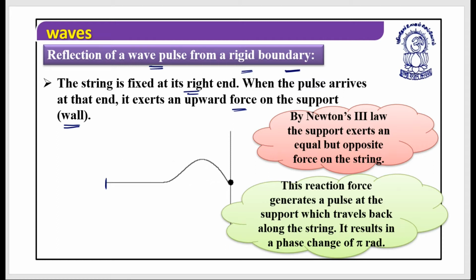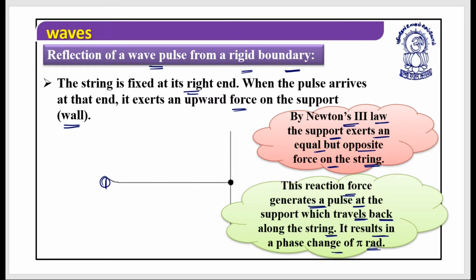Now, according to Newton's third law, this support exerts an equal but opposite force on the string, and this reaction force generates a pulse at the support which travels back along the string, resulting in a phase change of pi radian. As you can see, a pulse has been generated from here, and the initially incident pulse is going in the positive x direction.